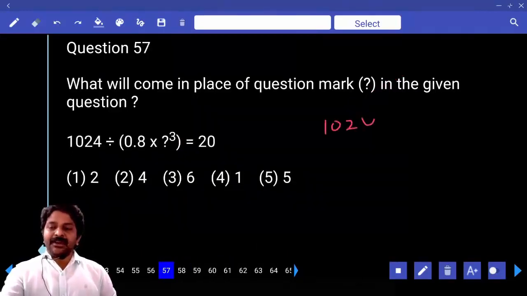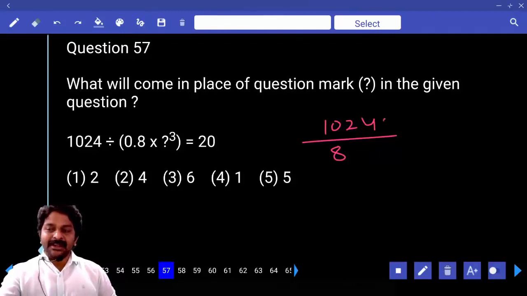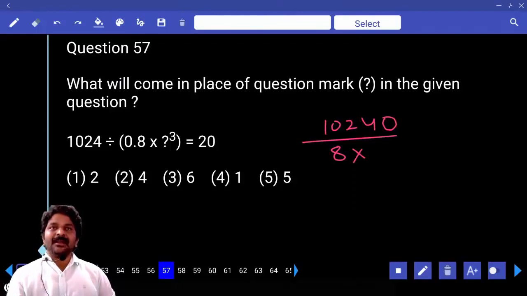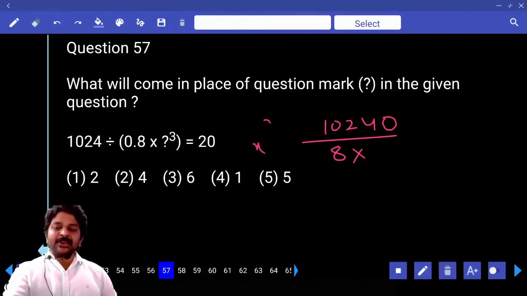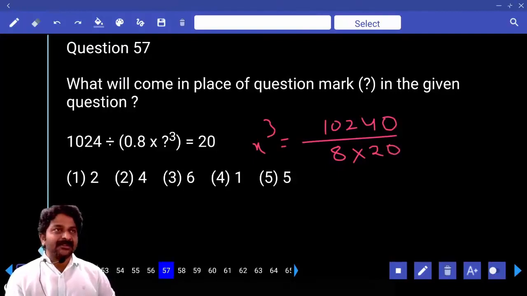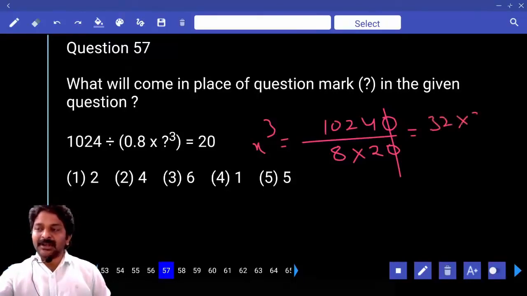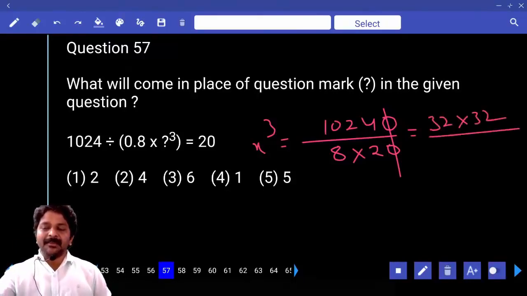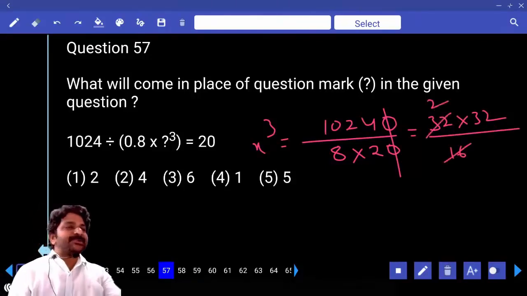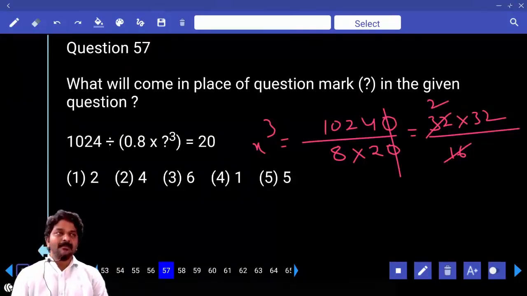Next, 1024 divided by 0.8. Can I write it as 8 by 10? 8 by 10. The denominator comes to the numerator, into x cube is equal to 20 only. Come on. So can I write it as x cube is equal to 20 goes to the other side, denominator. Am I right? 0, 0 gets cancelled. 1024. When you look at that, what comes to your mind? 32 square. Write that: 32 into 32. Is that okay? And what do you have in the denominator? 16. 16 how many times? 2 into 32. 64 is which number's cube? Second option is the answer.